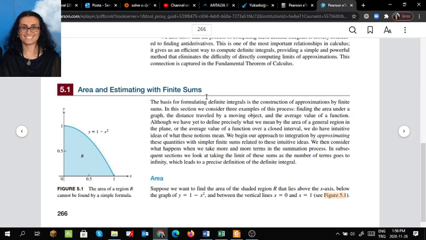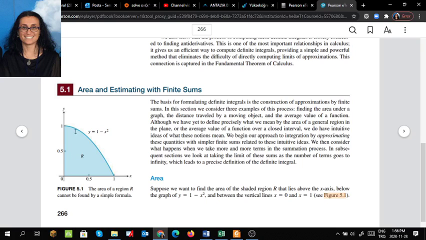For regular shapes like a triangle, circle, square or rectangle, it's easy to find the areas, but for regions such as this, calculating the area is not as easy. So we start with this example, y equals 1 minus x squared, and instead of finding the exact area, we want to estimate the area, because this is the first step to get to the exact area. You cannot get to the exact area right away.